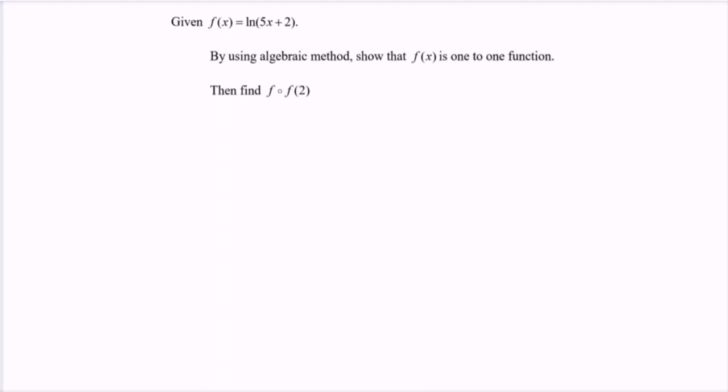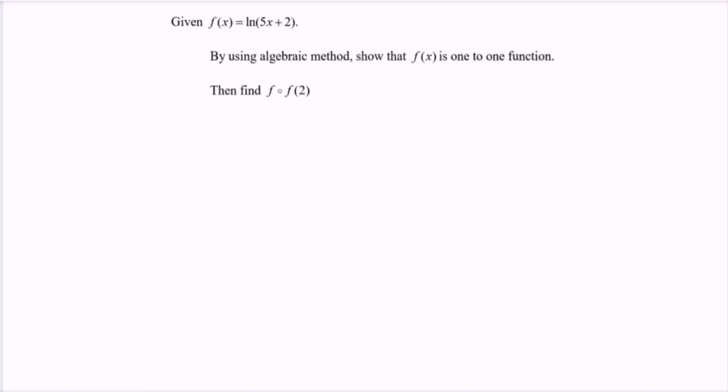Hello everyone, in this video I'm going to discuss the example for function and graph. Given the function f(x) which is ln(5x + 2). By using the algebraic method, show that f(x) is a one-to-one function, or we can say show that f(x) does have the inverse or not. Next, find the composite function f∘f for the value 2.